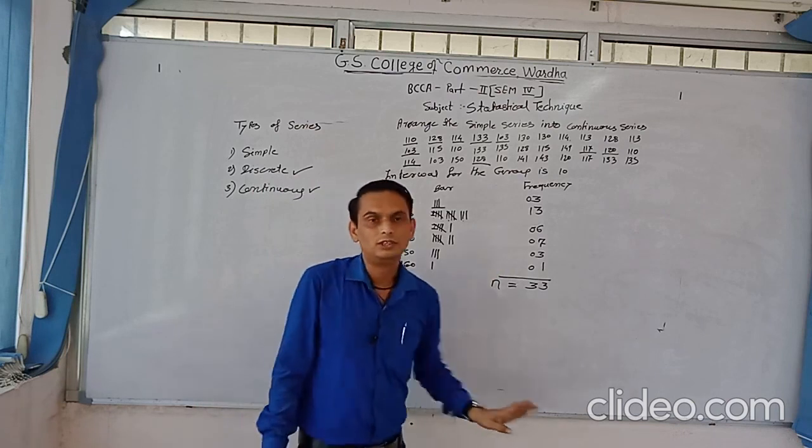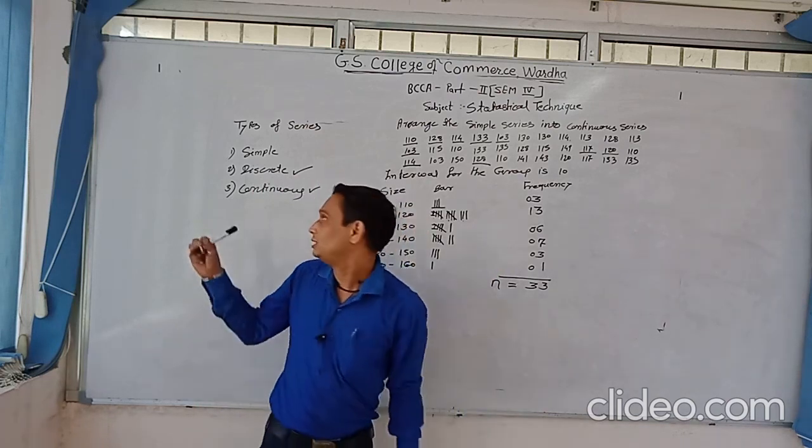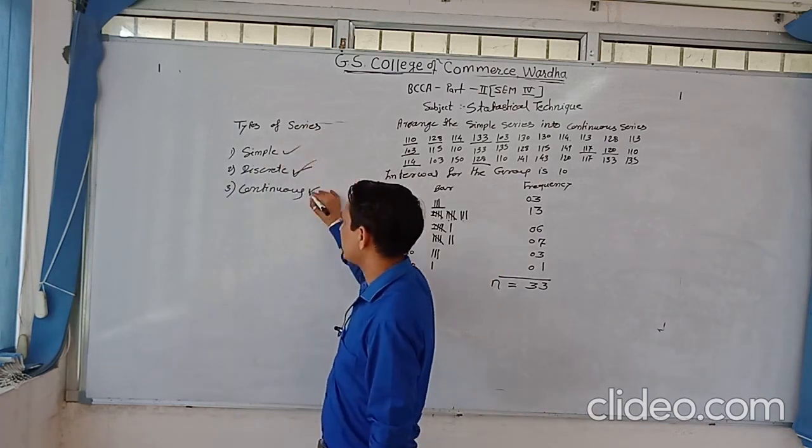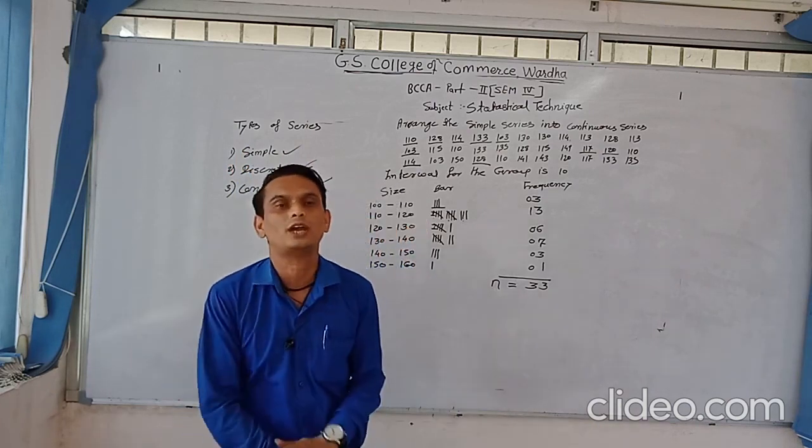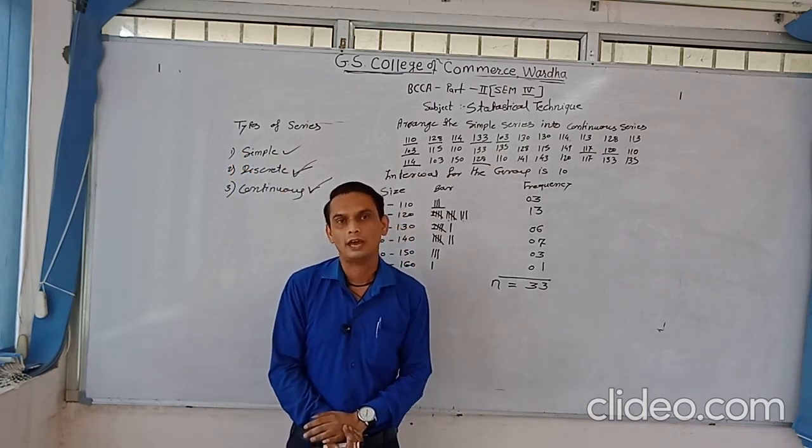These three types, simple series, discrete series and continuous series, are used to calculate central tendency and dispersion.